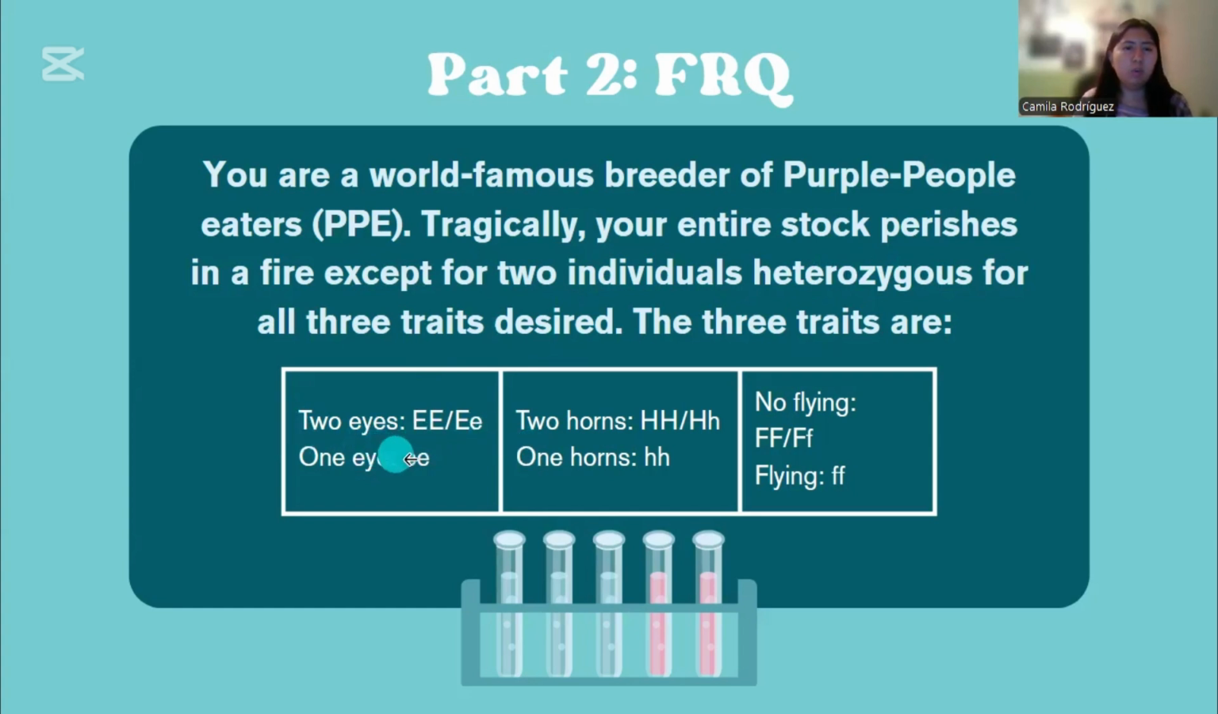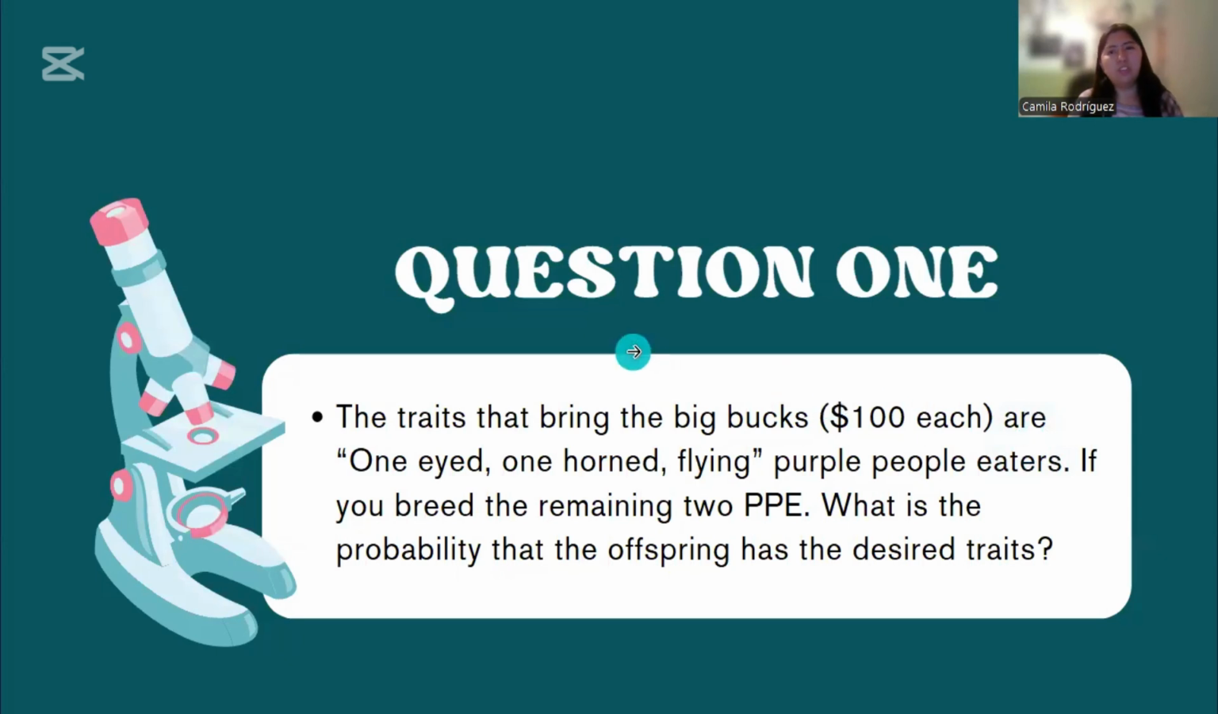Here is the table to identify all of the alleles that we need. For example, in this case, we know that the two individuals that survived will be two-eyed, in this case two horns, and no flying, since it has one dominant and one recessive, or heterozygous. Now, first question. The traits that bring the big box, or 100 each, are one-eyed, one horn, and flying purple people eaters. If you breed the remaining two purple people eaters, what is the probability that the offspring has the desired traits?